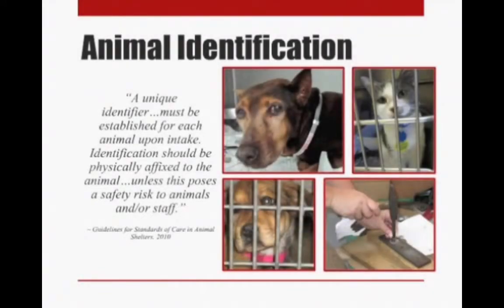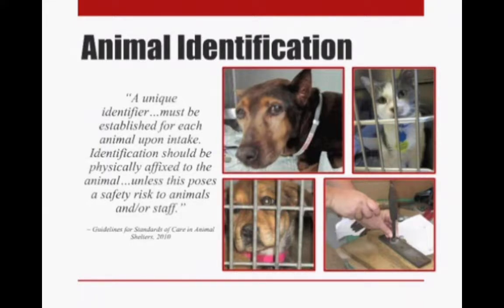So we'll move on to the next topic in intake planning, which is animal identification. And here's a quote straight from the Guidelines for Standards of Care in Animal Shelters. Again, this is a resource that's listed at the bottom of your page there, so if you haven't heard of this or seen it, I encourage you to check it out. And it says in there directly, a unique identifier must be established for each animal upon intake. Identification should be physically affixed to the animal unless this poses a safety risk to animals and or staff.